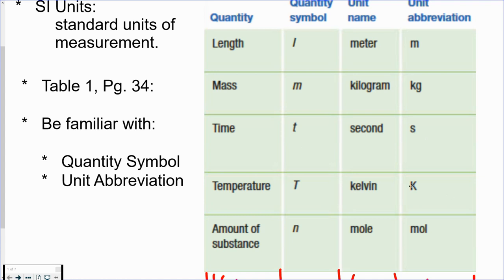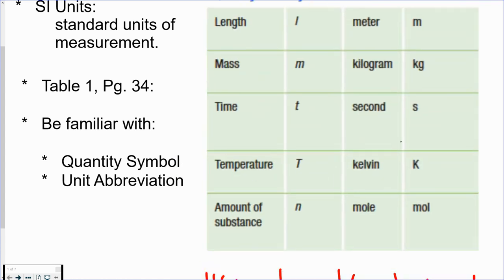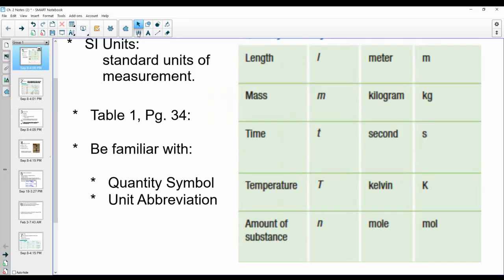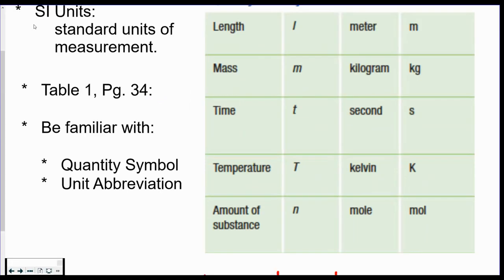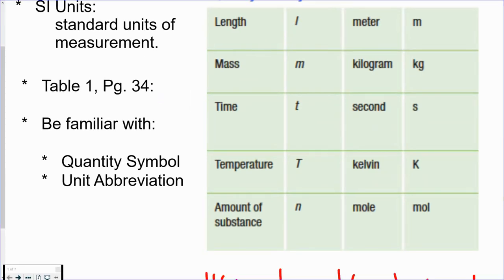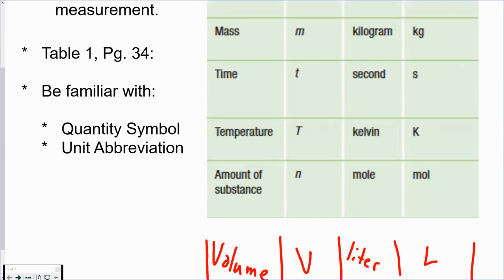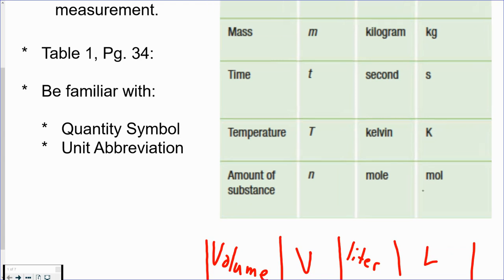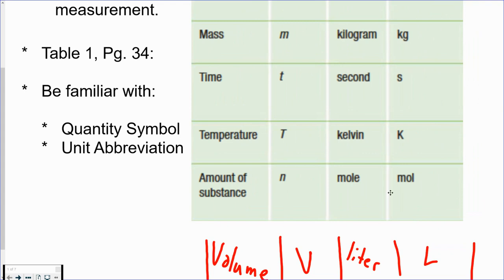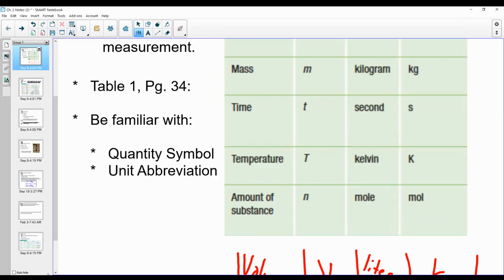Temperature, we're looking at Kelvin. Kelvin is an absolute temperature scale, so it makes it so that there are no negative temperatures. So if there's no negative temperatures, then it makes it easier to do some of our math. We do have the mole as the standard amount of something.